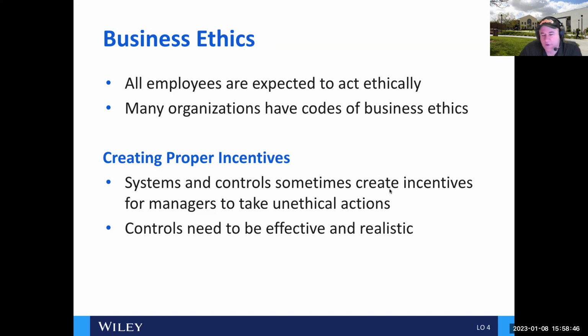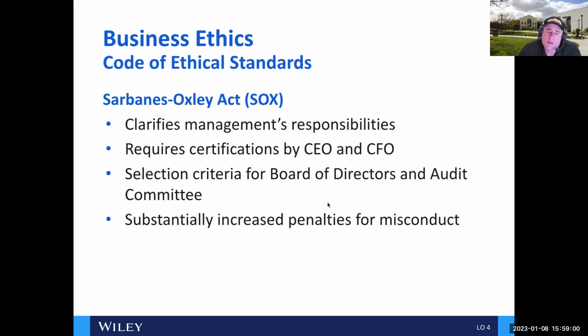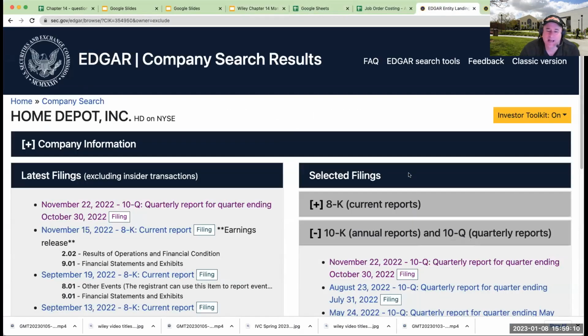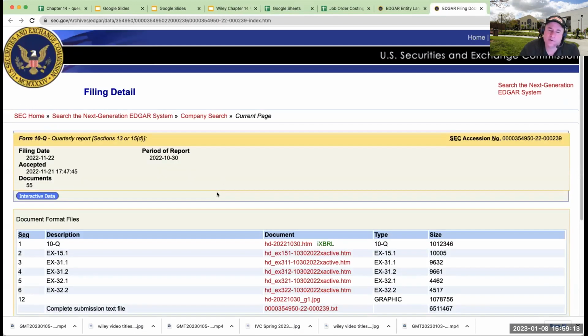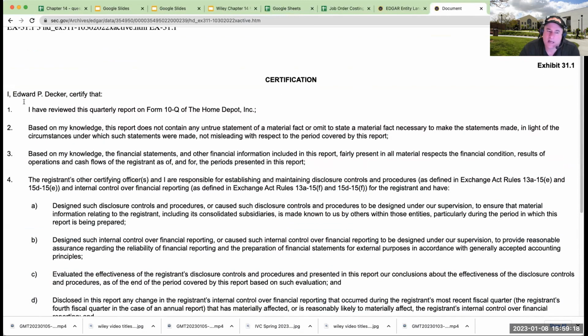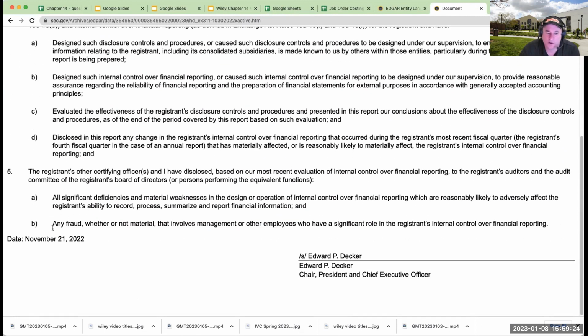Basically you have to be careful, because any time you're telling your managers that their incentive is going to be based on a certain amount of inventory output, even if it's not being sold, that's going to be a problem. SOX. Sarbanes-Oxley came out in 2002, and it was essentially a result of Enron. And if you just want to see how SOX looks in action, if I come over here to the filing, you're going to see these different exhibits. And I, Edward P. Decker, certify that the following, I reviewed the 10Q and all these things.